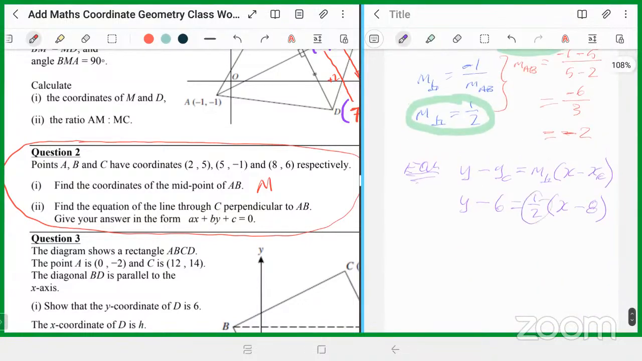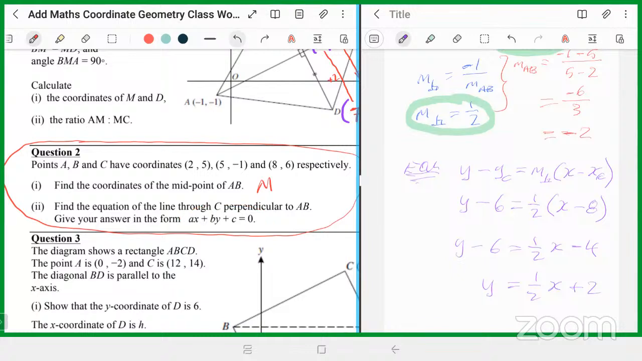And since this half will simplify this 8, I'm just going to multiply the half inside this bracket as is. So y minus 6 equals half of x is half x, and half of -8 is -4. Then this 6 goes over and becomes a +6. And so it is y equals half x, plus 6 minus 4 is 2. I'll get a +2 over there. That is the equation, that's the answer right there: y equals half x plus 2. We can also write it in this format.